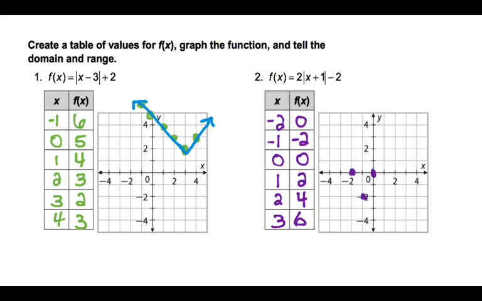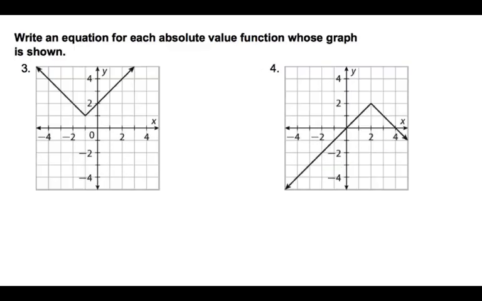And then I can plot my points. Okay, and again, it makes that V-shaped graph. The domain for this one would be all real numbers because it's going to keep going to the left and keep going to the right. And then the range would be all y values that are greater than or equal to -2 because the lowest it goes on the y-axis is -2.